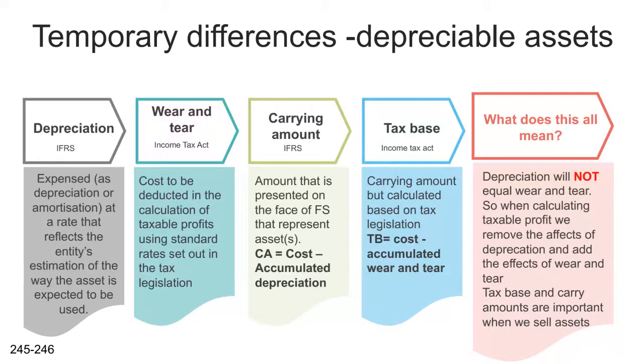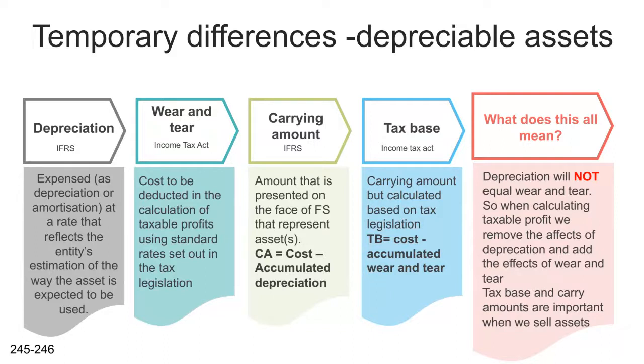So you can have one entity who will buy the asset as an investment property, another entity which will buy the asset, let's say, for production, but they will both get the same wear and tear benefits.